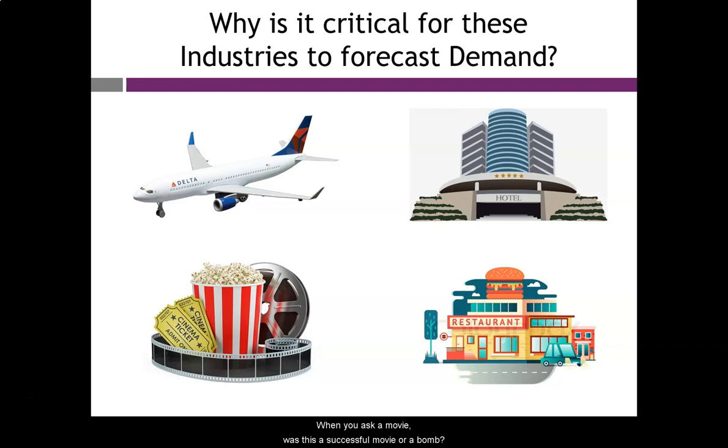When you ask about a movie, was this a successful movie or a bomb? Let's say a movie returned $20 million. Which was it? It depends on what the budget was. If it was a $5 million budget, successful movie. If it had a $100 million budget, then it's a bomb, right? So very important for movies to be able to forecast what the demand is.